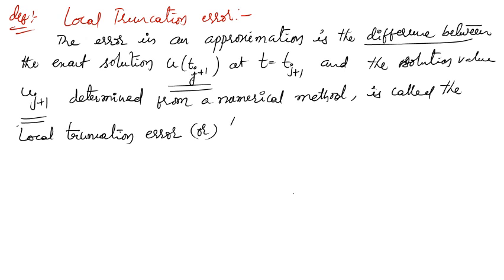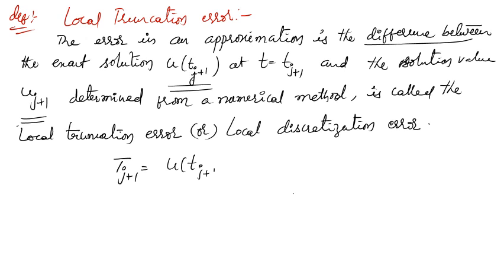Or sometimes it is also called local discretization error, and it is denoted by the difference between the exact solution at the point t_{j+1} and the numerical solution, for j equal to 0, 1, 2 and so on. How many data points? If I take n, it means 0 to n minus 1. This is about local truncation error. That is, the difference between exact solution and numerical solution is the local truncation error.